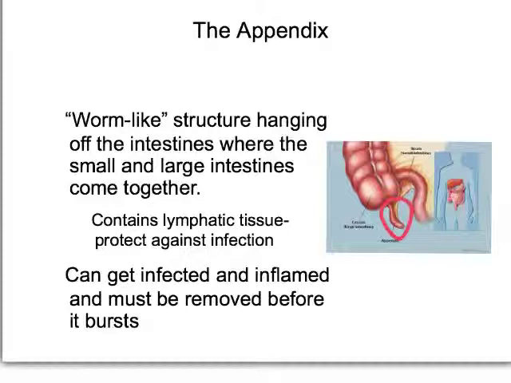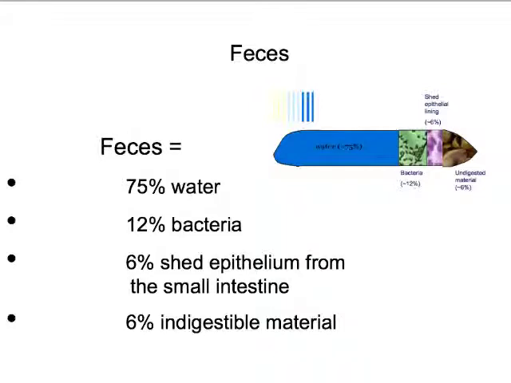Now, in some people, it can get infected and inflamed, and it has to be removed before it gets too big and bursts, and all that bacteria is then let out into the abdominal cavity, which would be very bad. So if somebody does have an inflamed, infected appendix, we call that appendicitis, and they have to have an appendectomy to remove it. All right, let's talk a little bit more about feces, or poop.